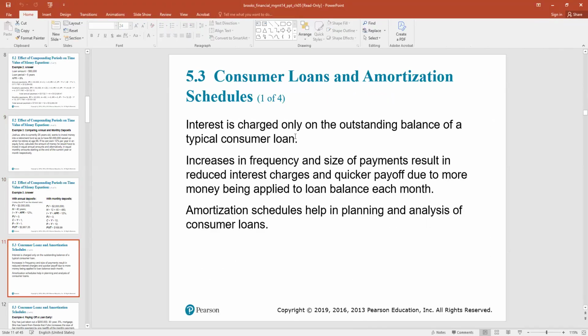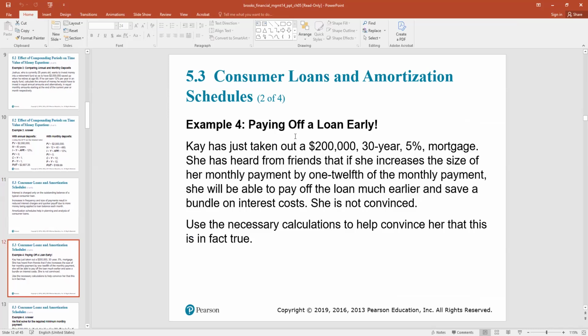Interest is charged only on the outstanding balance of the typical consumer loan. Increasing the frequency or size of the payment results in reduced interest charges. So the quicker the payoff, the more money is applied to the loan balance each month. So an amortization schedule helps in planning and analyzing consumer loans.